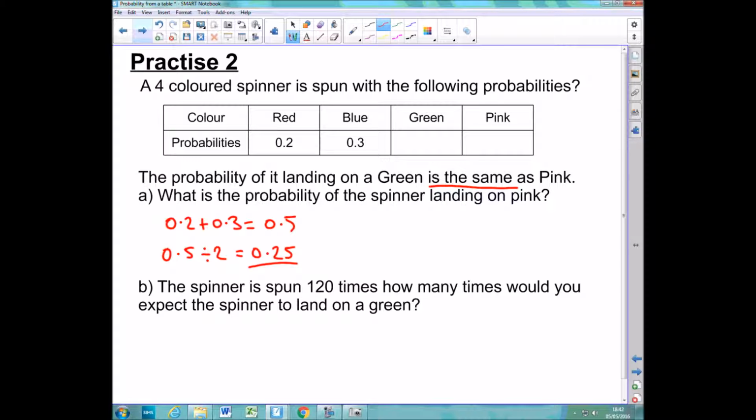Now the question down below: the spinner is spun 120 times. How many times would you expect the spinner to land on a green? Well, we've just found out that a green is 0.25 and it's being spun 120 times. So we multiply it by 120 and we get the answer of 30.